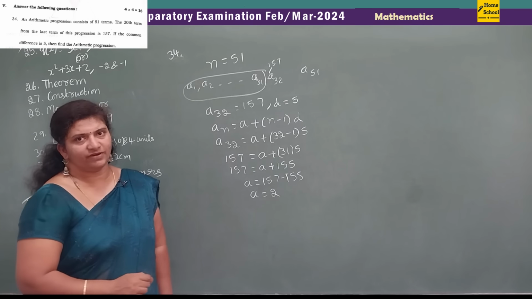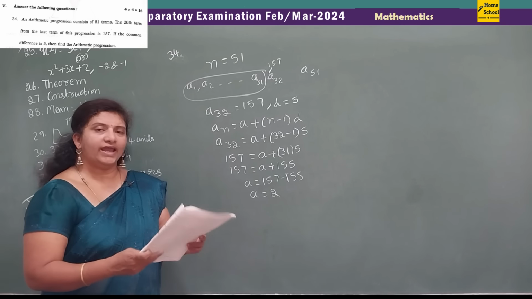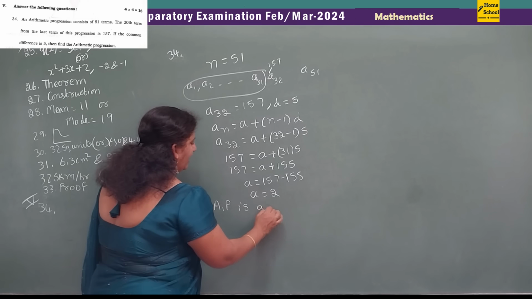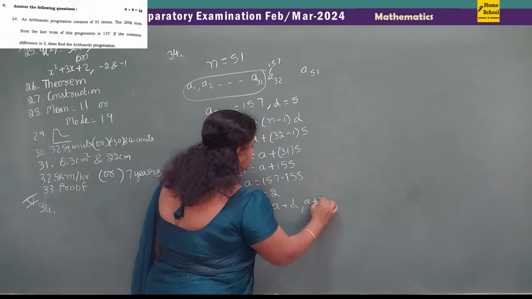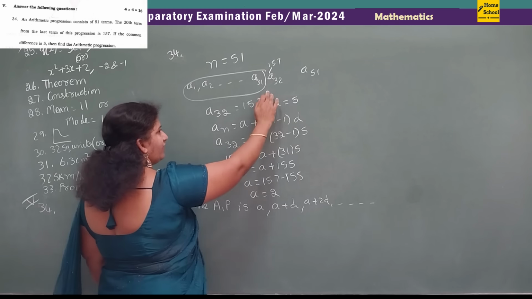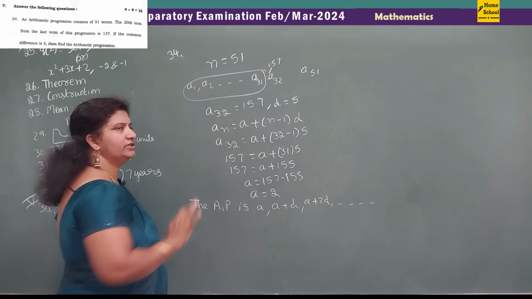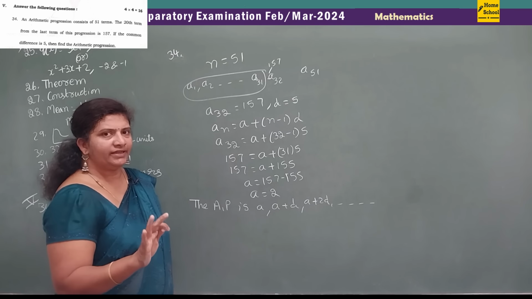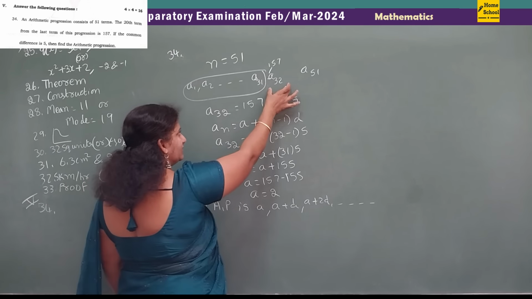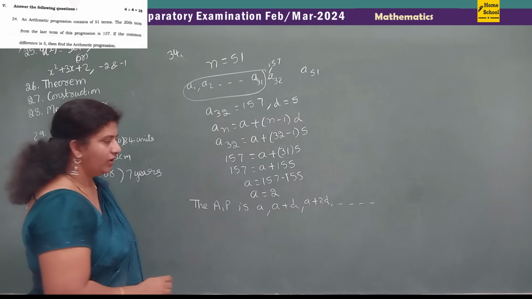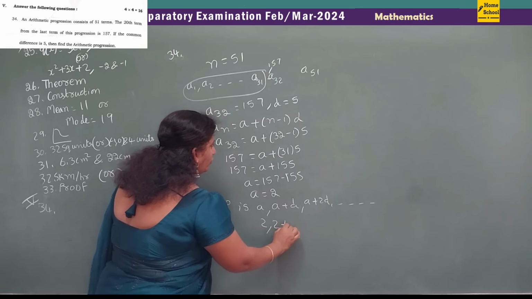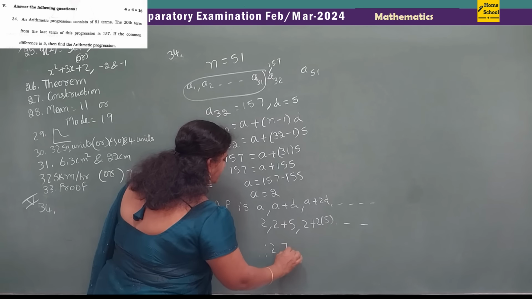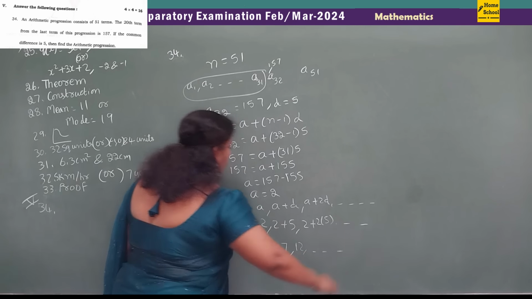That is 2. What is the a value? 2. We know the d value is 5. Can't we find the arithmetic progression? Find the arithmetic progression. That means the arithmetic progression is a, a plus d, a plus 2d, and so on. No need of finding from here. The complete progression, you find starting onwards. So A1, A2, A3 you can find, that's enough. No need of thinking about A32, A33, A34. The hint is given only for this term, but a progression means it starts from here. Okay, the a value is 2, 2 plus 5, 2 plus 2 into 5, and so on. Therefore, the AP is 2, 7, 12, and so on.